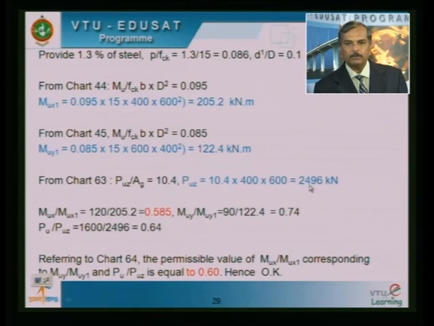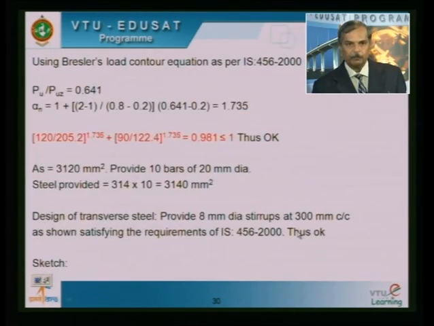So therefore your Puz is 2496, and these are the three values required so that we can see whether the interaction is going to be satisfied or not. So again I am checking this Mux upon Mux1, which is 0.585, but what is the limit from the graph based on these two? Referring to the chart, the limit is 0.6, but my value is 0.58. So since 0.58 is less than the limit 0.6, my column is safe.